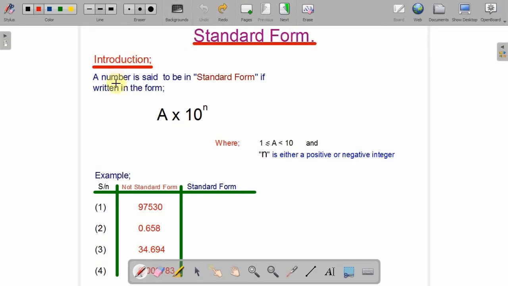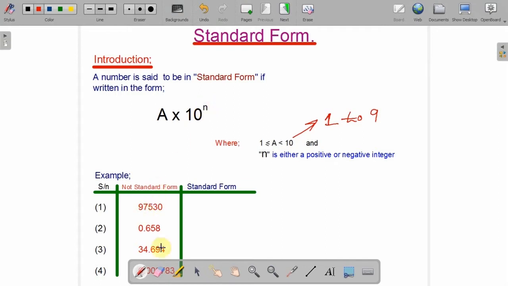Let's introduce using this. A number is said to be in standard form if written in the form a times 10 to power n, where 1 is less than or equal to a and a is less than 10. This simply means a is any number from 1 to 9, while n is either a positive or negative integer, which means either a positive or negative number can be used to replace this n.